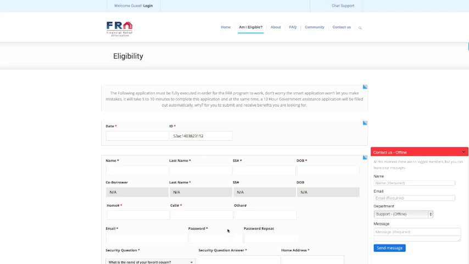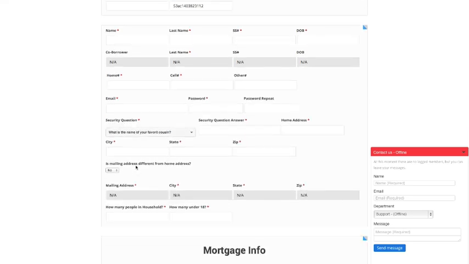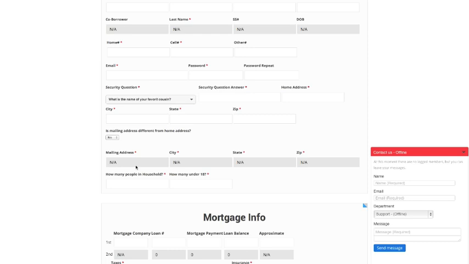The application is very simple. It only takes 5 minutes. As you can see, it's just your personal information: email address, name, last name, social security number, and so forth. The questions are very basic and are just related to your financial information and personal information.